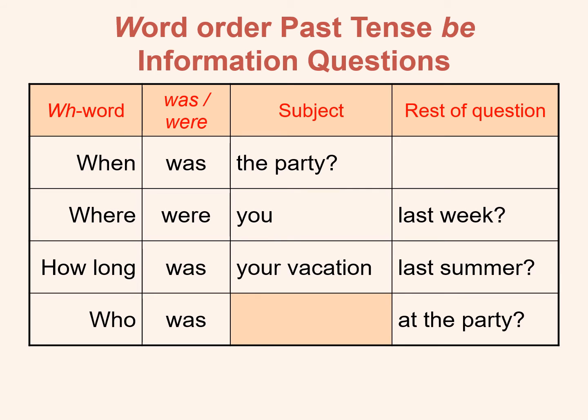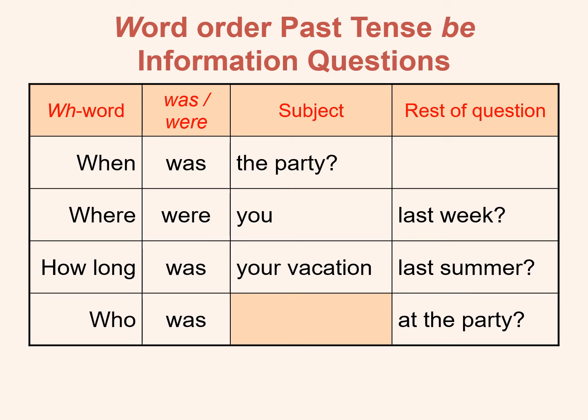Now the word order in questions that ask for information, sometimes called WH questions. First, we have a question word, or sometimes it's more than one word. It can be a phrase. So we get a question word or phrase, then we get was or were, and then the subject, and then the rest of the sentence if there is any.